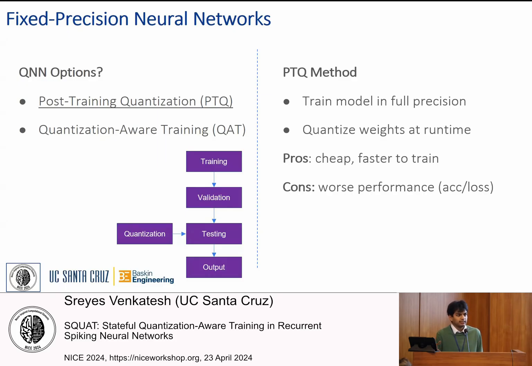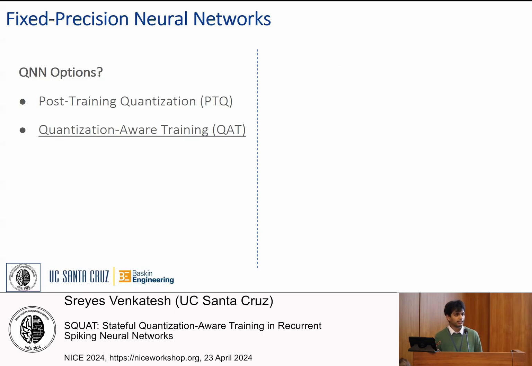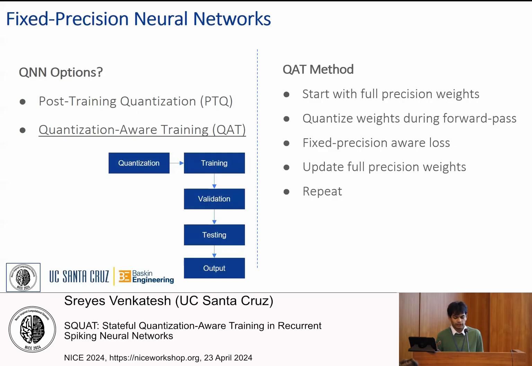A downside is that because the training does not account for any of the error that would occur when the values are being changed from full precision to fixed precision, there is a large potential for worse performance in terms of accuracy and loss. The next method seeks to alleviate this issue, which is quantization-aware training.